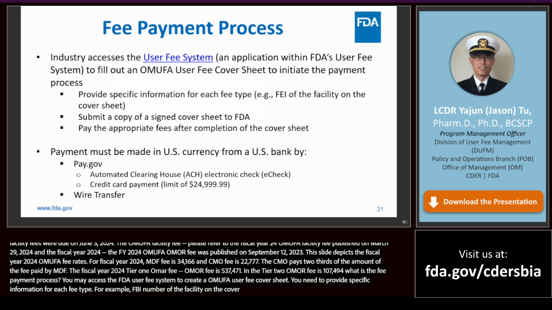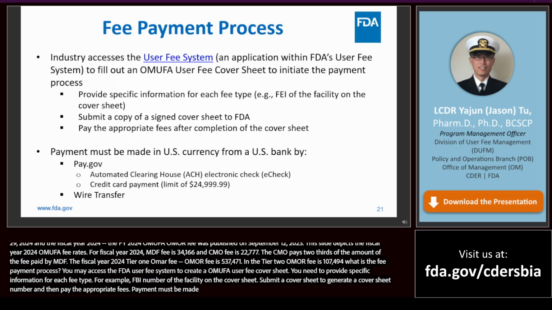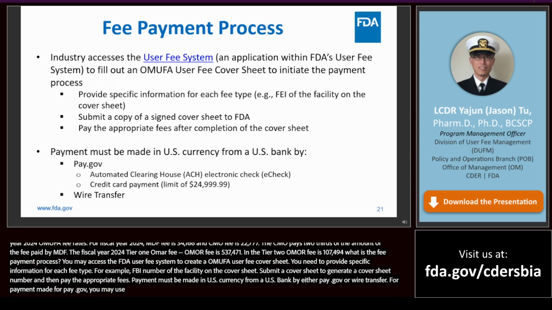Submit the cover sheet to generate a user fee ID number or cover sheet number, and then pay the appropriate fees. Payment must be made in US currency from a US bank by either pay.gov or wire transfer. For payment made by pay.gov, you may use either an automated clearinghouse electronic check or e-check, or a credit card with a limit amount of under $25,000.